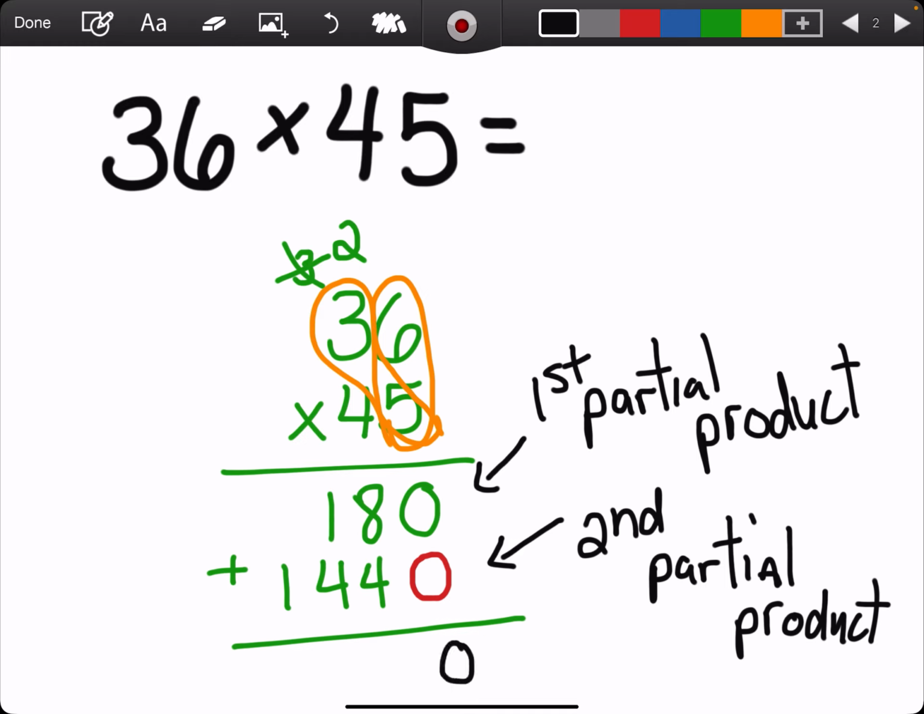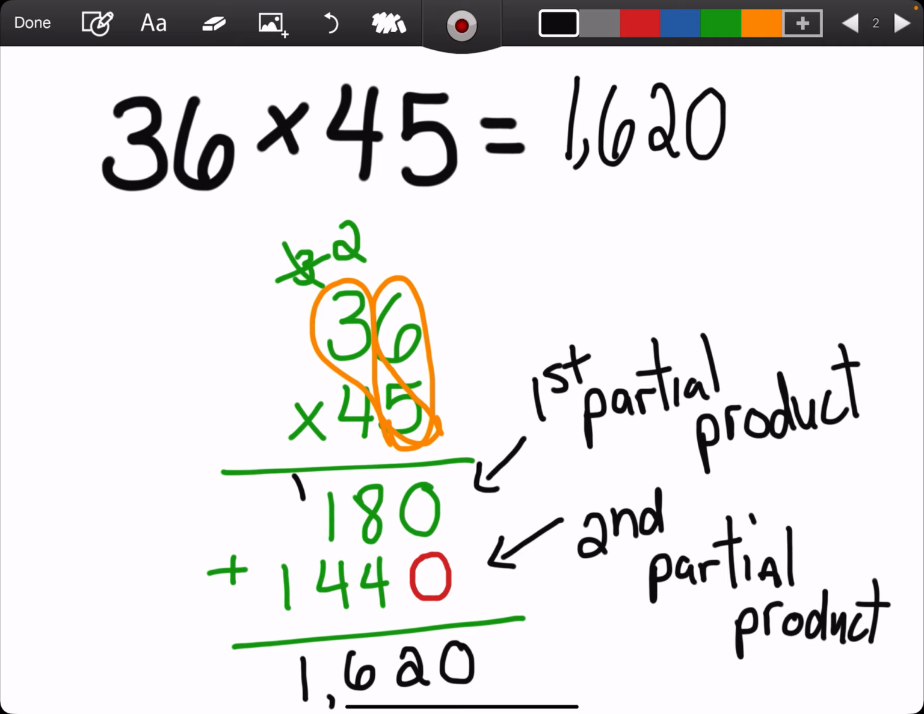Okay? And now let me add. 0 plus 0 is 0. 8 plus 4 is 12. Carry the 1. 4 and 1 is 5, and 1 is 6, and nothing in 1 is 1. So your answer is 1,620. Okay, let's make that. All right, that is 36 times 45.